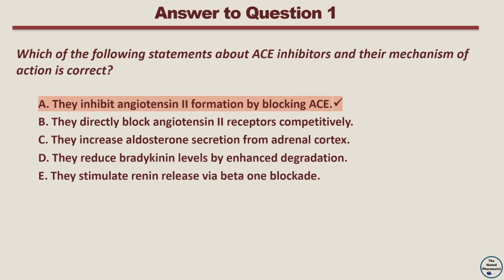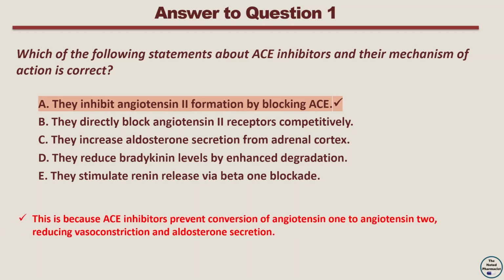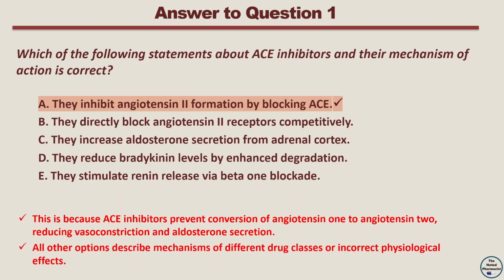The correct answer is option A. They inhibit angiotensin II formation by blocking ACE. This is because ACE inhibitors prevent conversion of angiotensin I to angiotensin II, reducing vasoconstriction and aldosterone secretion. All other options describe mechanisms of different drug classes or incorrect physiological effects.